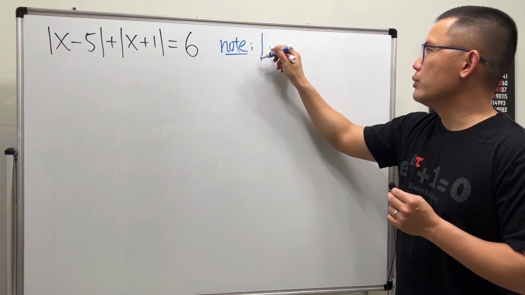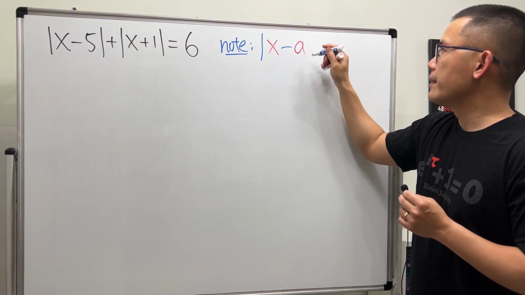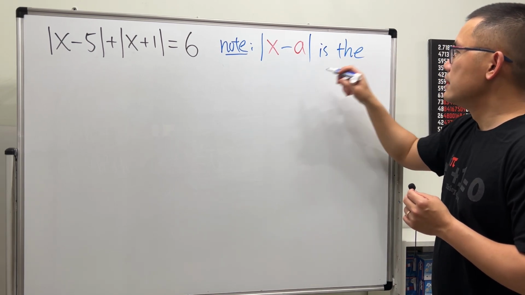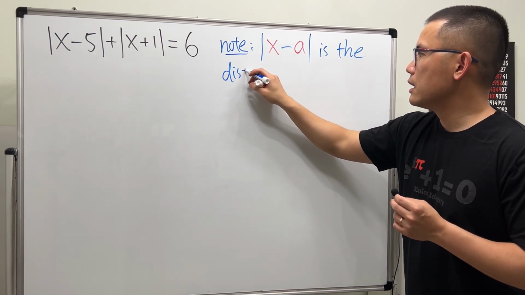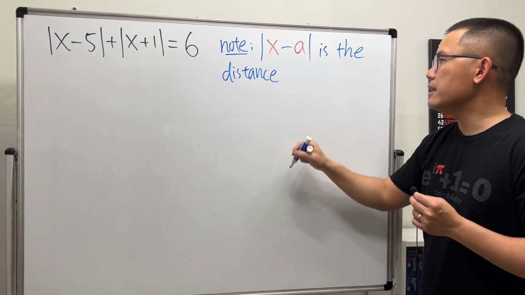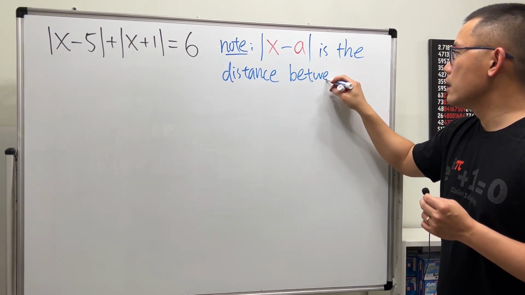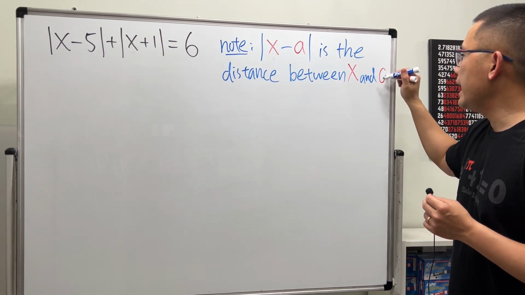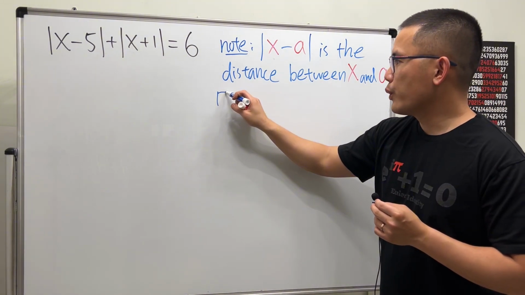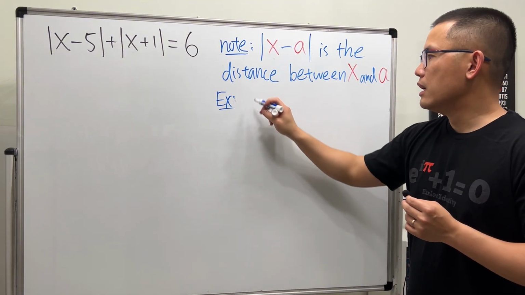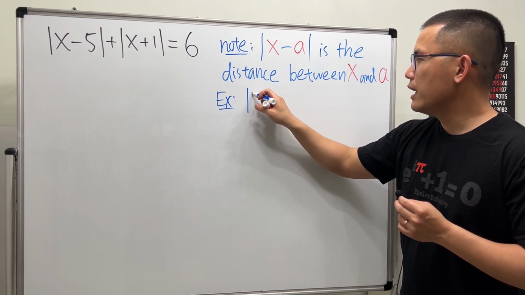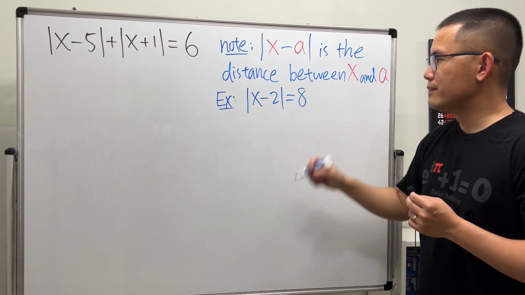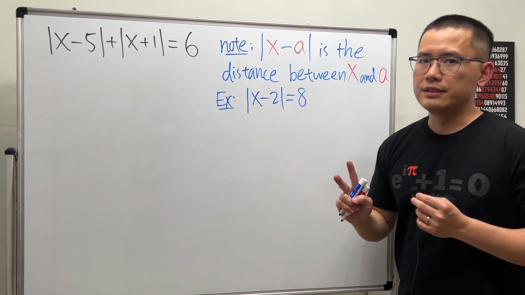When we have absolute value, let's say x minus a, what this is trying to calculate is the distance on the number line between this and that. So x and a. So just a real quick example, if you understand this idea, let's say we have the absolute value equation, x minus 2 is equal to 8. Then you will see why we have two answers.